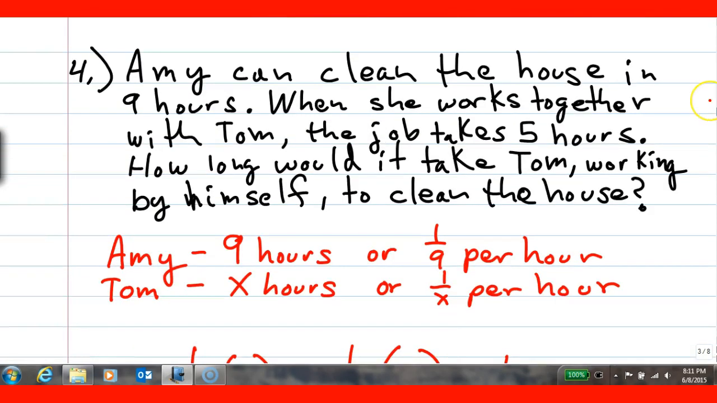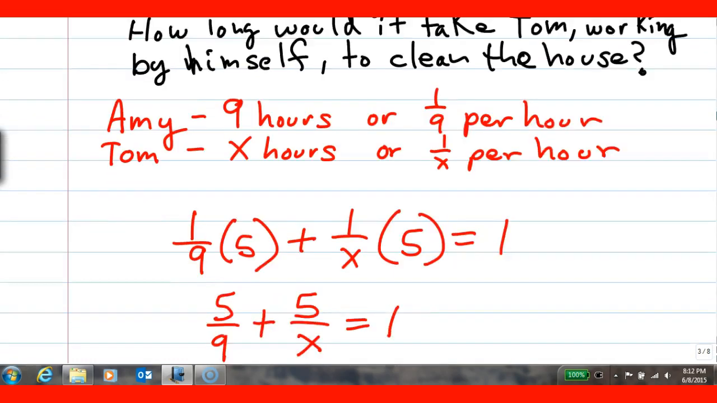Question number 4. Amy can clean the house in 9 hours. When she works together with Tom, the job takes 5 hours. How long would it take Tom, working by himself, to clean the house? Amy, again, can clean a house in 9 hours, or 1/9 per hour. Tom, we don't know how long it takes him to clean. It's just x hours on his own, so 1 over x per hour.